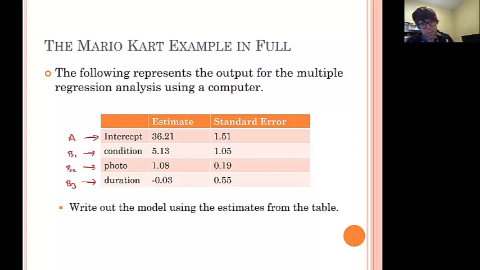And if we wanted to write out the full extended linear model, we might have something like this. We might say that the estimated model is A, so 36.21. So there's our intercept, plus B1 times X1 plus B2 times X2 plus B3. In this case, I'm going to be subtracting 0.03 times X3. So here's our updated model with the intercept as 36.21 and our three slope numbers.